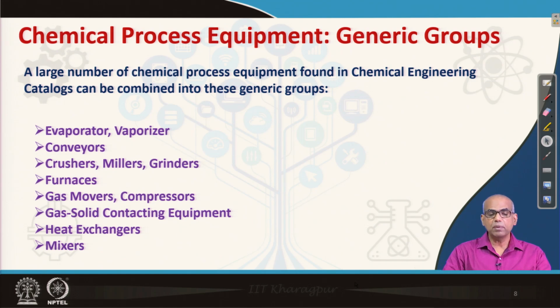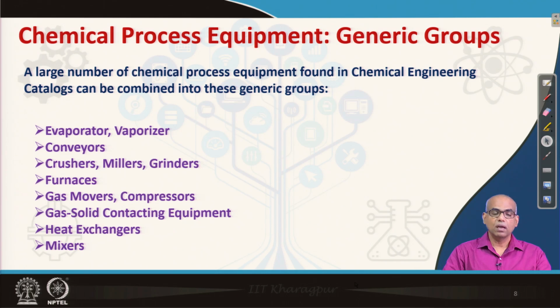A large number of chemical process equipment found in chemical engineering catalogs can be combined into a smaller set of generic groups. These groups, for example, may be evaporators, vaporizers, conveyors, crushers, millers, grinders, furnaces, gas movers, compressors, gas solid contacting equipment, heat exchangers, mixers, etc.